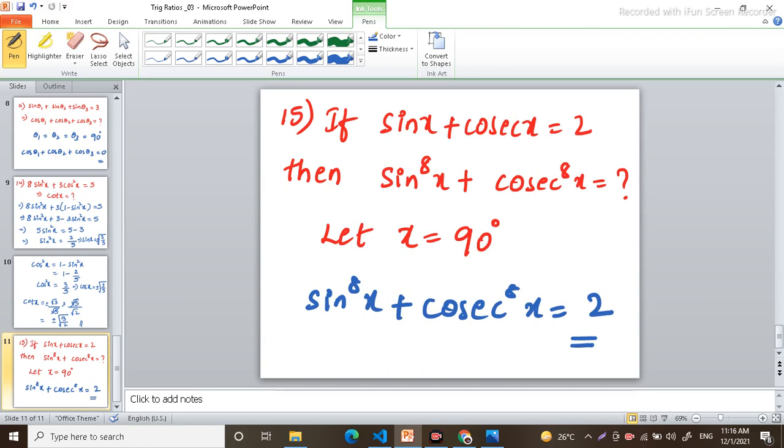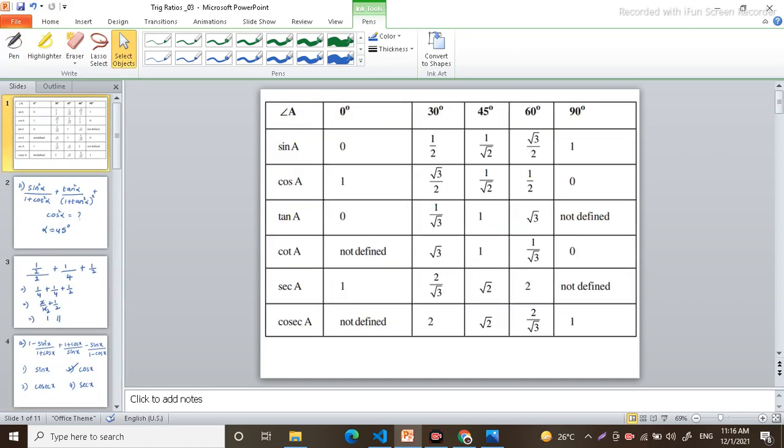Just according to the trigonometric ratios table, I took the x value as 90, sin 90 is 1, and cosecant 90 is also 1.